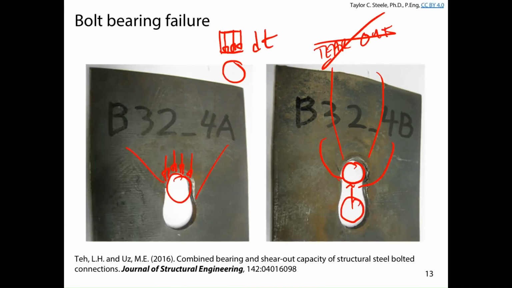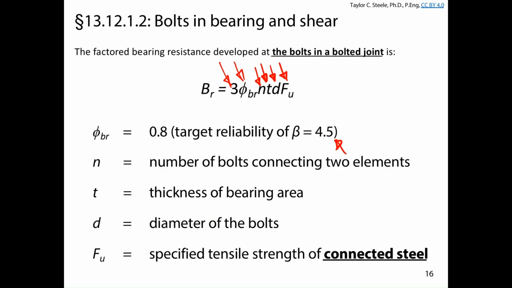And generally, they say it's proportional to about 3 times the bearing area, because we get a significant amount of stress fanning out from that bolt hole. That helps to increase the bearing resistance, and so we have a factor of 3 on that expression.